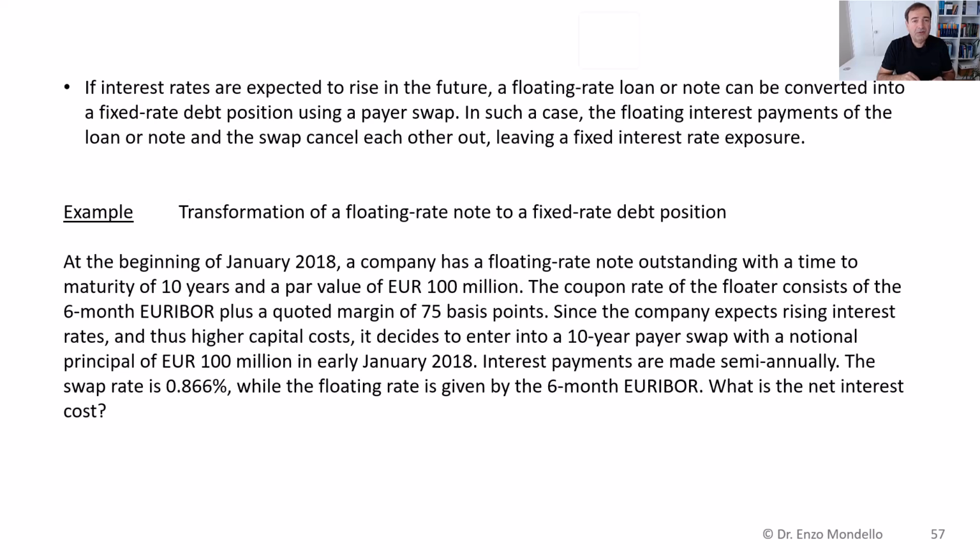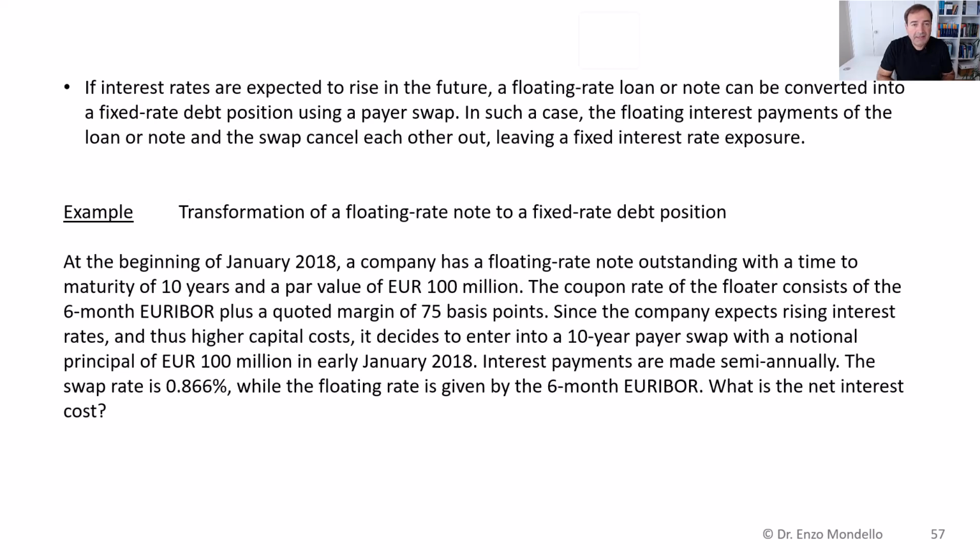At the beginning of January 2018, a company has a floating rate note outstanding with a time to maturity of 10 years and a par value of 100 million euros. The coupon rate of the floater consists of the 6 months EURIBOR plus a quoted margin of 75 basis points. Since the company expects rising interest rates and thus higher capital costs, the firm decides to enter into a 10-year payer swap with a notional principal of 100 million euros, which is the same as the notional principal of the floater that the firm has issued in early January 2018.